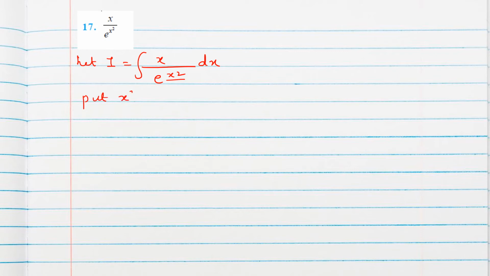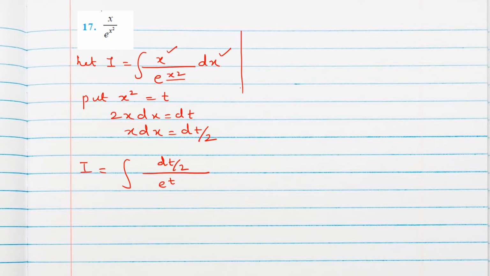So put x square equal to t. So 2x dx will be dt. So here remaining expression from the question we got x dx. 2 is not there, so this 2 will shift to the other side. So now our integral will become, for this x dx we can write dt by 2, and e power t will come. This power x square is t, so e power t will come.